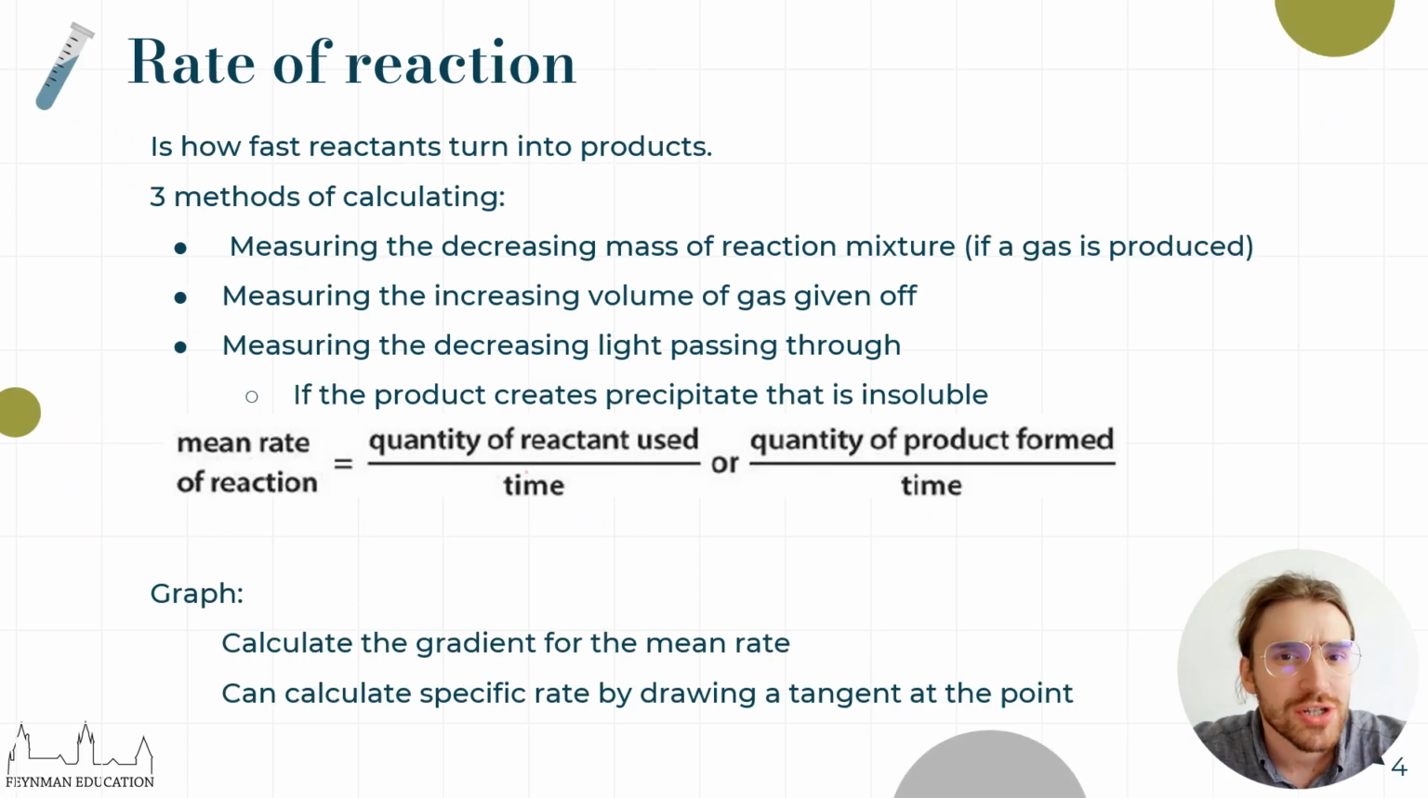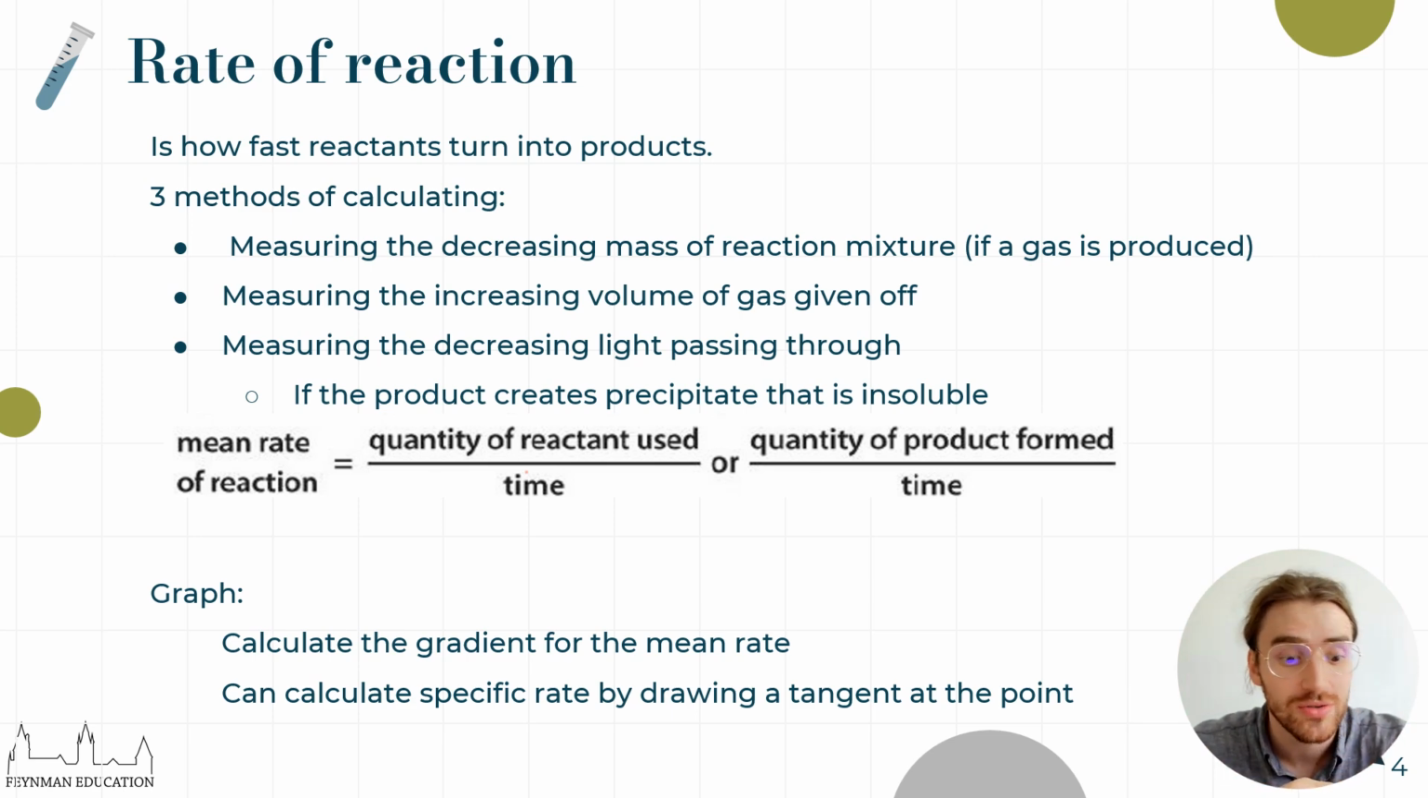Okay, so how do we measure the rate of a reaction? There are different methods. When it comes to the actual reaction, the physical chemicals, what we can measure is the decreasing mass of the reactants and the reaction mixture if there is a gas being produced. We can also measure the increasing volume of the gas given off, usually using a gas syringe. Or we can measure the decreasing light that might be passing through a solution. This is usually when a solid precipitate is being formed that won't dissolve in the solution. It will become cloudy.